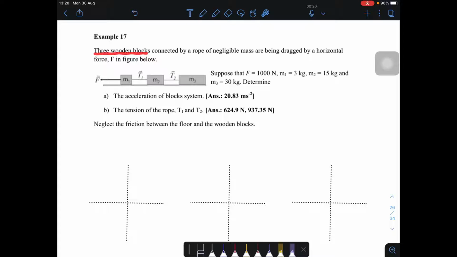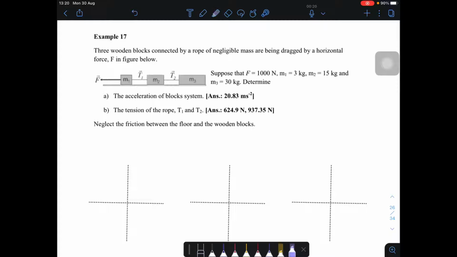Okay, next one, example 17. Three wooden blocks connected by a rope of negligible mass are being dragged by a horizontal force in the figure below. Suppose that F is equal to 1000 Newton, M1 is 3 kg, M2 is 15 kg, and M3 is 30 kg.